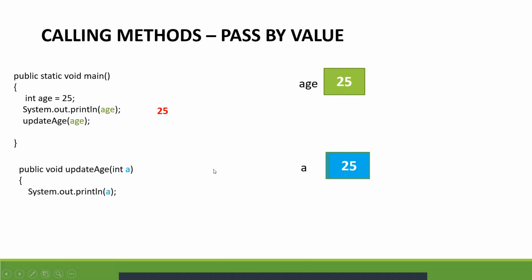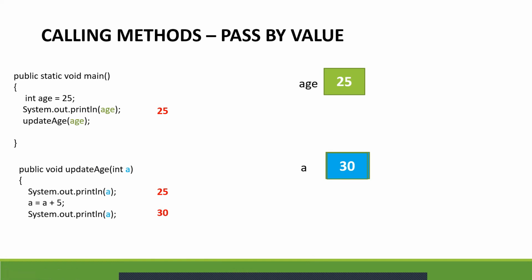Okay. Now, if we print A at this point of time, it will go and read the contents of the variable A and print 25 on the screen. If we change the value of A, what we are doing is we are saying A is equal to A plus 5, which means 25 plus 5 and make it 30. The contents of variable A change. And if I print the value of A again in the method, it will print 30.